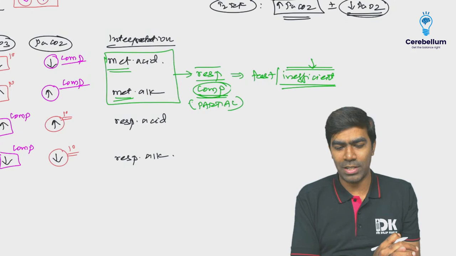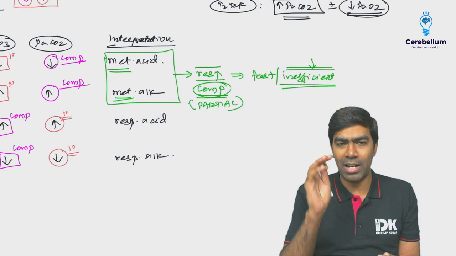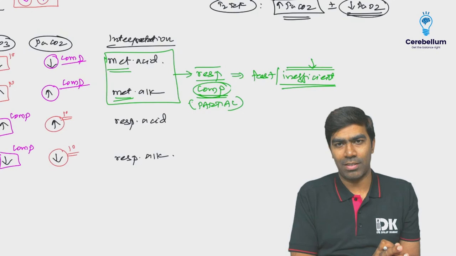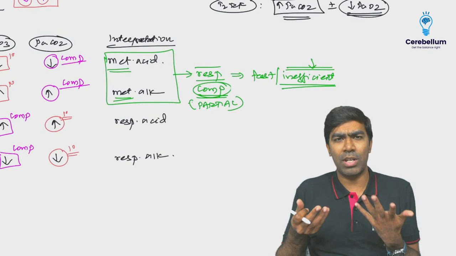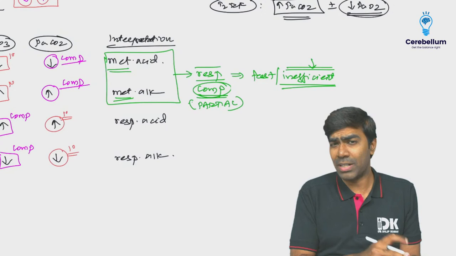Because there is a limit to how much you can hyperventilate. I'll repeat, there is a limit to how much you can hyperventilate and how much you can hypoventilate. You cannot cross that level. For example, however much you hyperventilate in metabolic acidosis, the least PaCO2 that you can get is 10. Below that, you cannot go. Which means there is a limit for respiratory compensations. But that's not the case for kidney compensations.